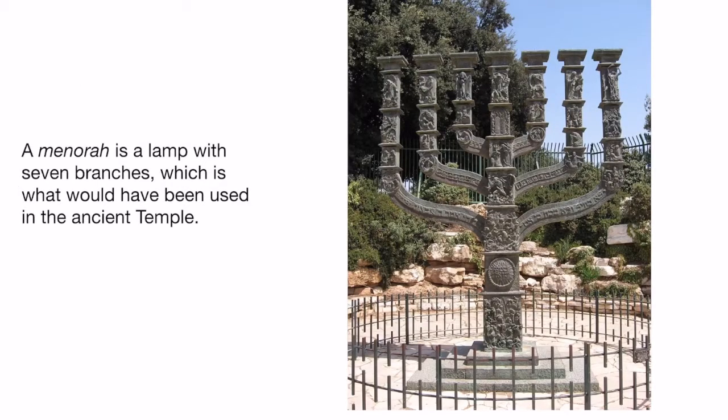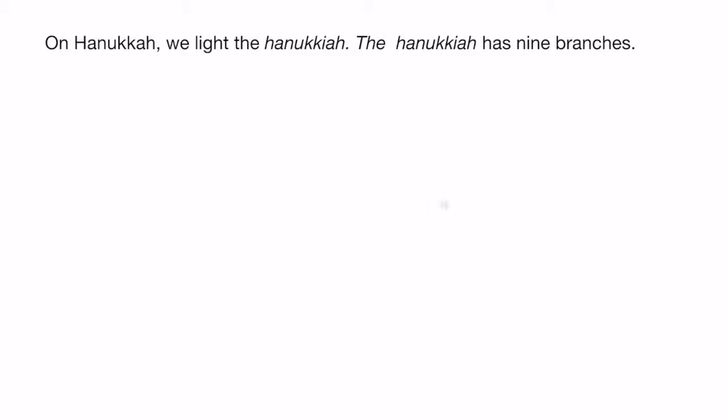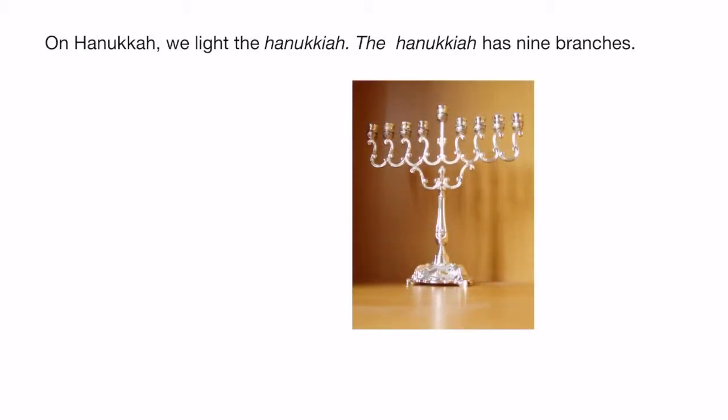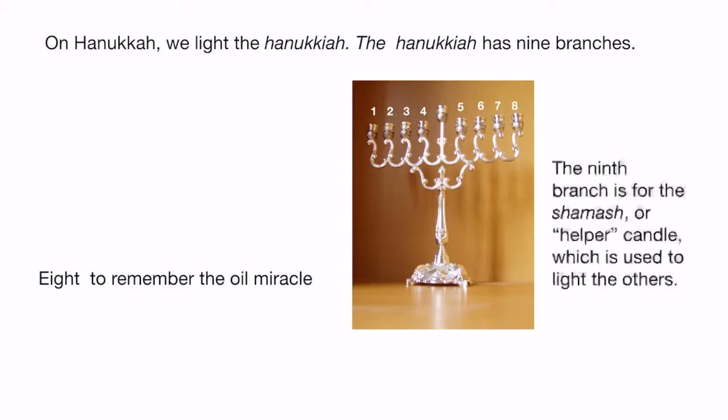A menorah is a lamp with 7 branches, which is what would have been used in the ancient temple. 1, 2, 3, 4, 5, 6, 7. On Hanukkah, we light the Hanukkiah. The Hanukkiah has 9 branches. 1, 2, 3, 4, 5, 6, 7, 8. 8 to remember the oil miracle. The 9th branch is for the Shamash, the helper candle, which is used to light the others.